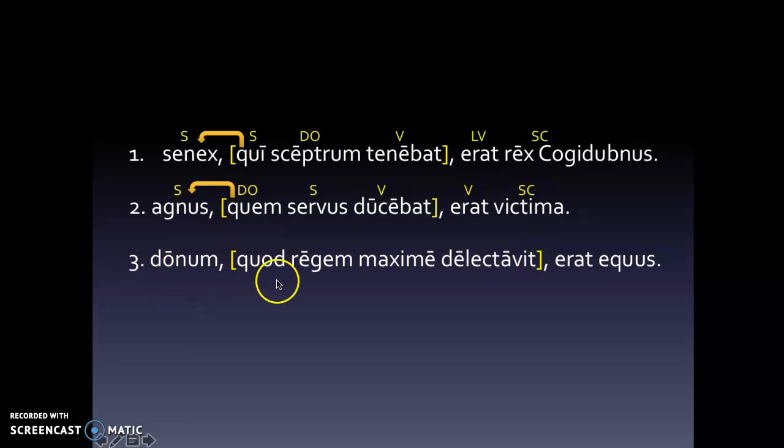All right, donum quod regem maxime delectavit erat equus. Quod is our relative pronoun. It's referring to donum. Both of these are neuter. Both of them are singular. Donum is the subject. Erat, the linking verb. Equus is a subject complement. So our main clause says the gift was a horse.